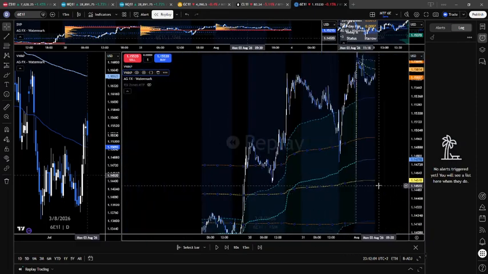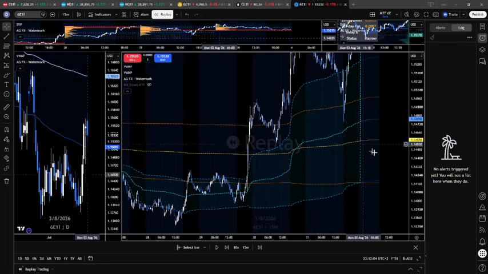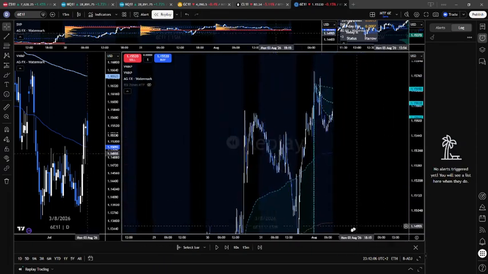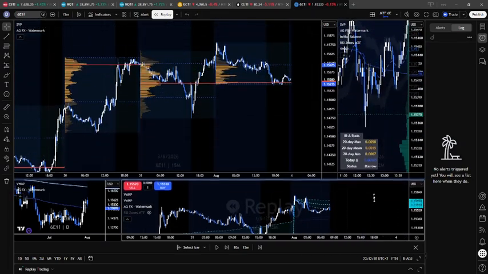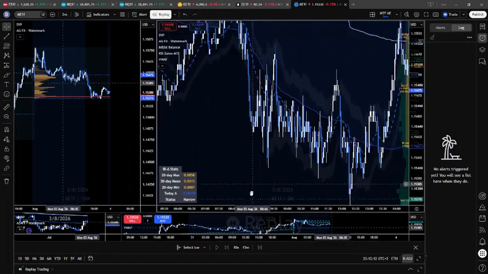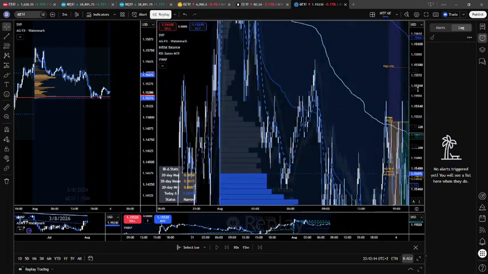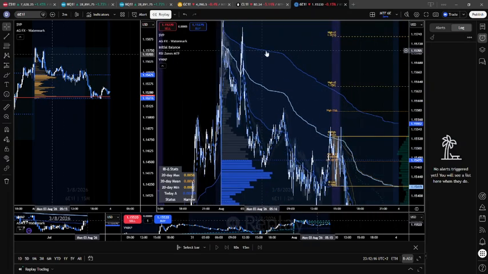The weekly resets at the beginning of each week. The monthly resets at the beginning of every month. At the beginning of a month and a week, the weekly is the same as the daily, which I have as well, here anchored at the beginning of the day.